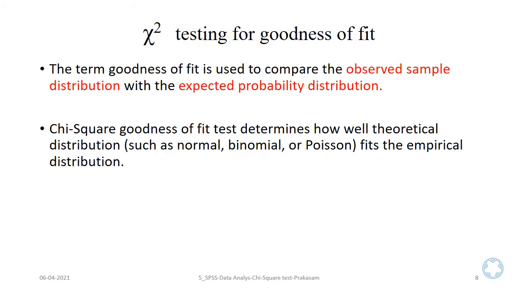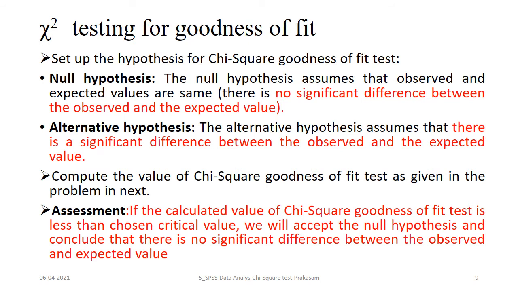Then come to another testing procedure of chi-square, which is goodness of fit. The term goodness of fit is used to compare the observed sample distribution, that is most important, with the expected probability distribution. The chi-square goodness of fit test determines how well theoretical distributions such as normal, binomial or Poisson will fit the empirical distribution. Therefore, the testing of goodness of fit has a few steps.